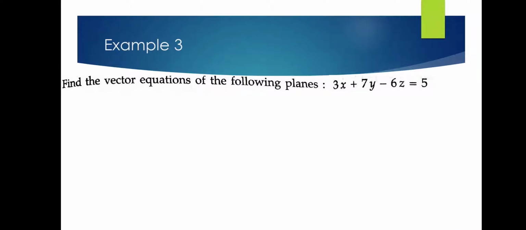Similar question the other way. 3x plus 7y minus 6z equals to 5. This is the question given. You have to find the vector equation of the plane. So without wasting any time, directly you can write that the vector equation of the plane is r vector dot 3i plus 7j minus 6k equals to 5.